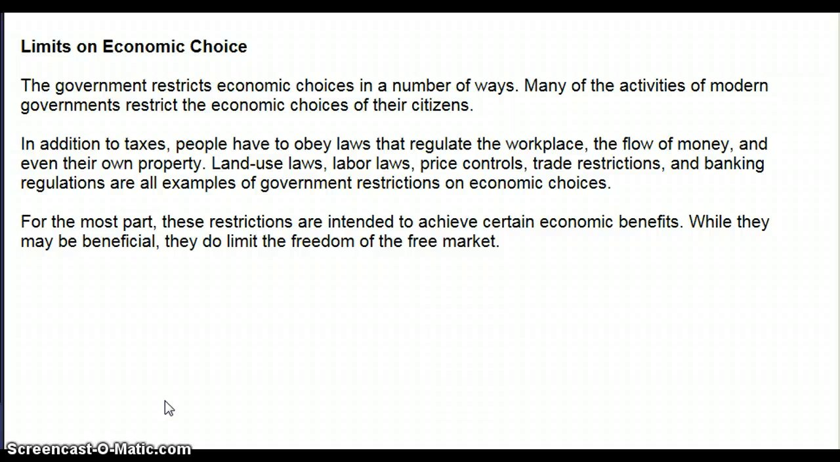Limits on economic choice. The government restricts economic choices in a number of ways. Many of the activities of modern governments restrict the economic choices of their citizens. In addition to taxes, people have to obey laws that regulate the workplace, the flow of money, and even their own property. Land use laws, labor laws, price controls, trade restrictions, and banking regulations are all examples of government restrictions on economic choices. For the most part, these restrictions are intended to achieve certain economic benefits. While they may be beneficial, they do limit the freedom of the free market.